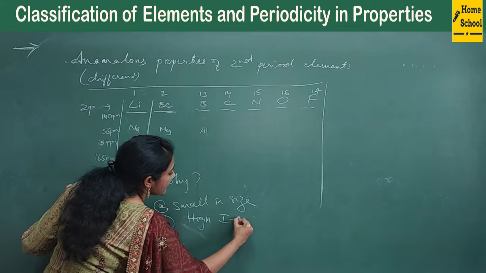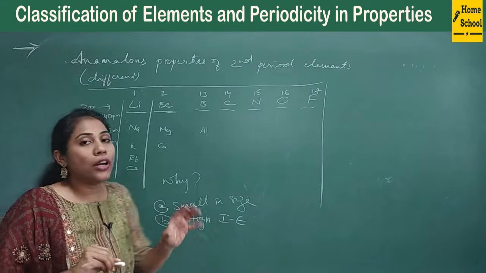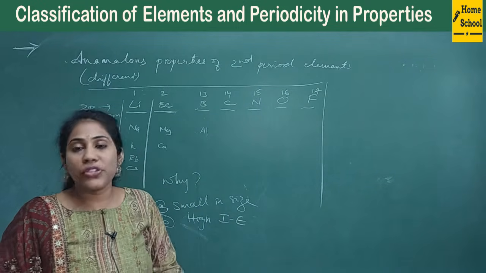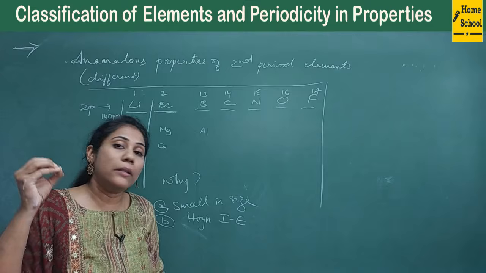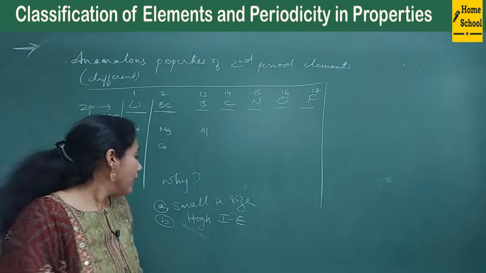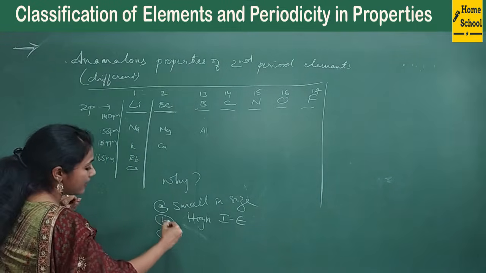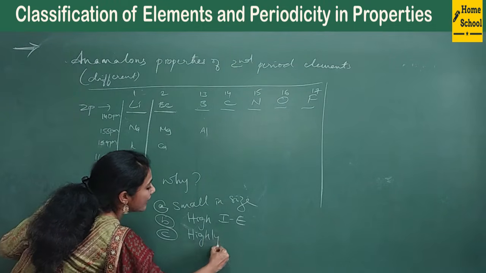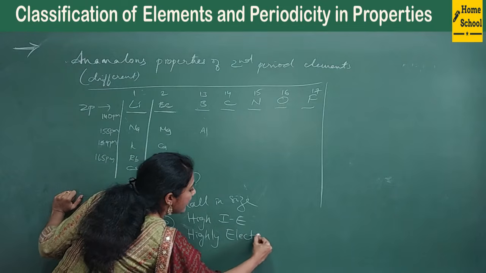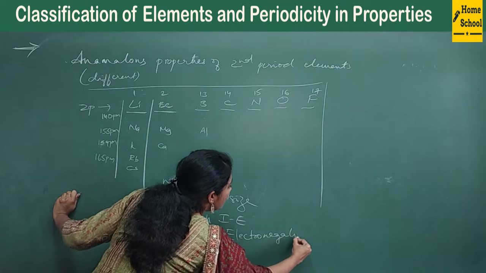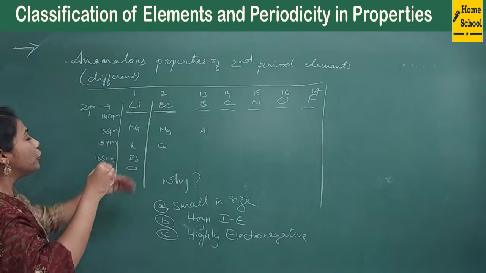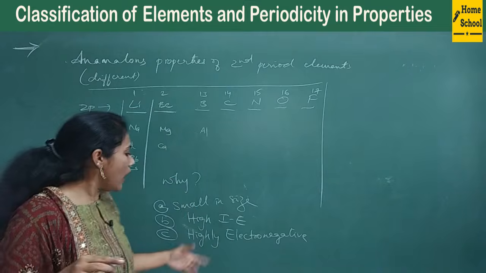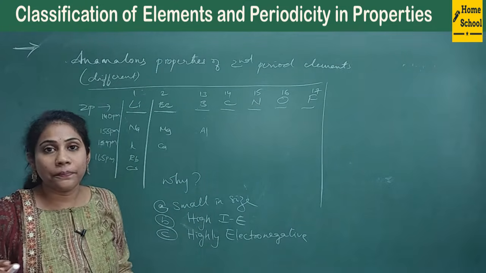High ionization enthalpy, right? The smaller the size, the more difficult it is to remove the outermost electron. So ionization enthalpy is very high. And the third reason is they have high electronegativity. So they are highly electronegative. Compared to other elements in a group, the first elements are always more electronegative. It is all because they are very small in size, right?